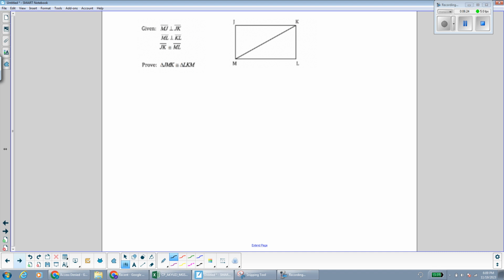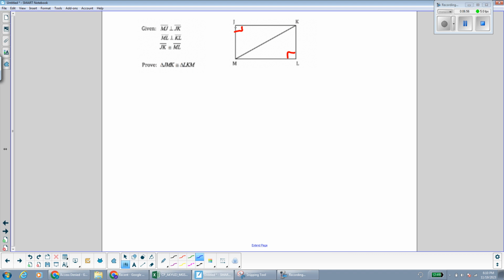Moving on to this next example, I recommend that you pause the video, draw the diagram, and try to mark the conclusions that you can draw from the givens in the diagram. Here we have that MJ is perpendicular to JK and that ML is perpendicular to KL. Perpendicular lines form right angles where they intersect. So I know where MJ and JK intersect, they're going to form a right angle. And where ML and KL intersect, they're also going to form a right angle with each other.